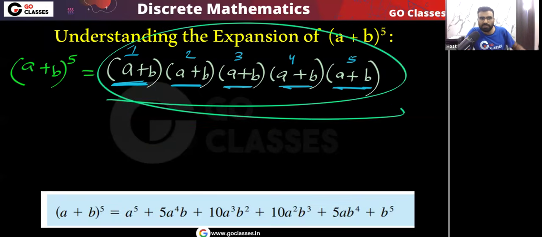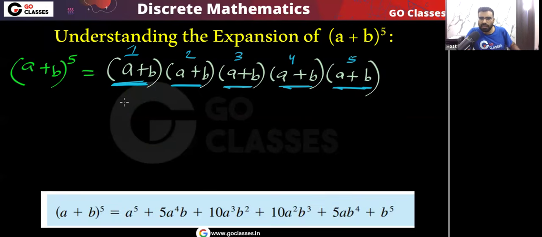If 3 of them are giving me a, then 2 will give me b. If 4 of them are giving me a, then 1 of them will give me b. So the number of a plus the number of b will always be equal to 5. Now you can easily see which type of term you are going to get.